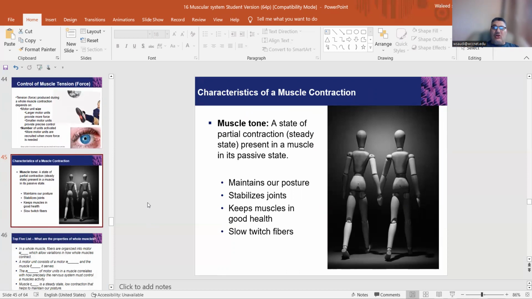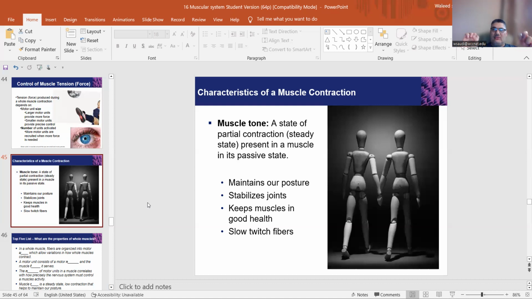Now there is a term that's called muscle tone. The muscle tone is a partial, steady contraction, even if the muscle is in a passive or relaxing state. What do you mean? Here is what I mean. If I'm sitting down, I'm not actively contracting anything. But when I'm sitting down, I'm not going to fall, right? I can sit down. So there is a minimal contraction that's keeping my posture and stabilizing my joints.